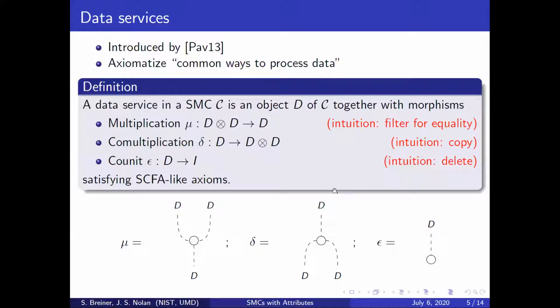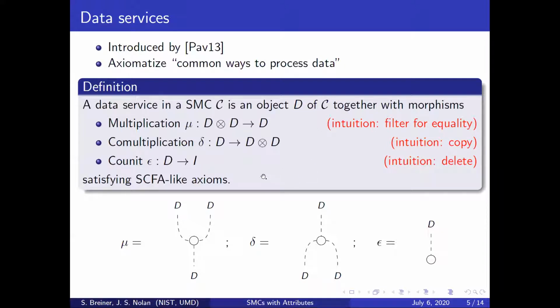There's a co-multiplication that copies out the value you put in. So you take one value and you come out with two copies of the same value. And there's a co-unit, which you put in a value and then you just forget about it. And these are supposed to satisfy axioms that are similar to those of a special commutative Frobenius algebra. And in fact, for those in the know, a data service is a special commutative Frobenius algebra, except for the fact that we don't require the multiplication to be unital.